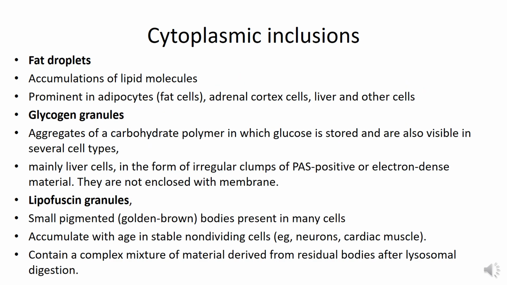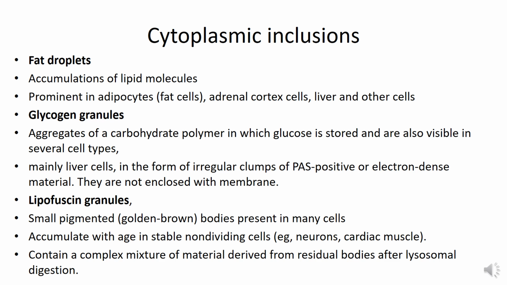So, cytoplasmic inclusions: the fat droplets. These are accumulations of lipid molecules, and these inclusions are prominent in adipocytes, fat cells, adrenal cortex cells, cells of the liver, and other cells in the body. The glycogen granules are aggregates of carbohydrate polymer in which glucose is stored and are visible in several cell types, mainly liver cells, in the form of irregular clumps of PAS positive or electron dense material. They are not enclosed with membrane.